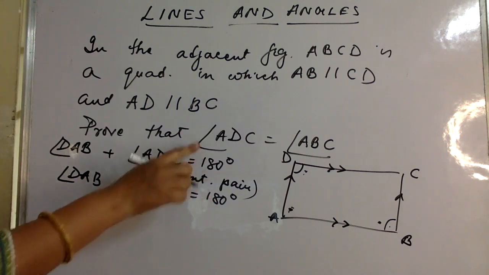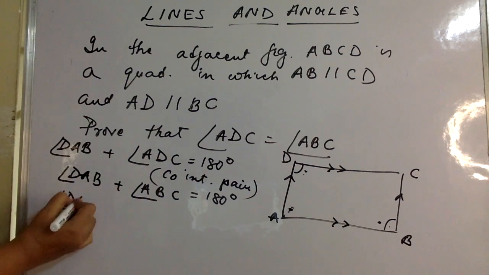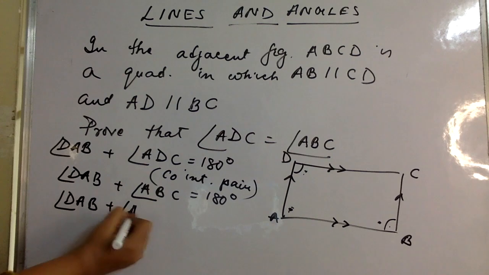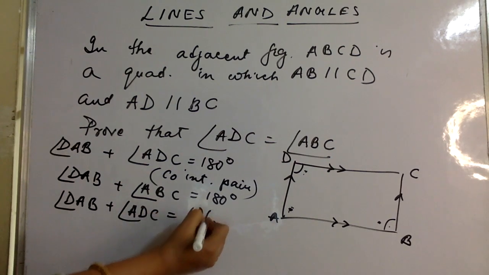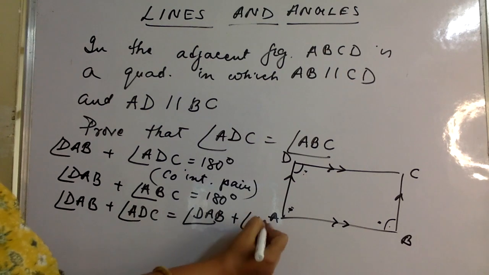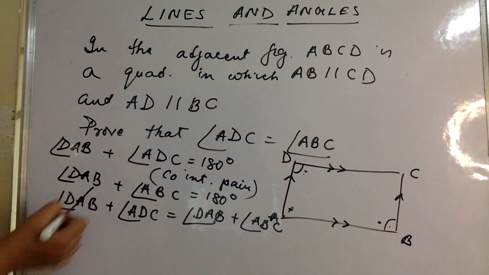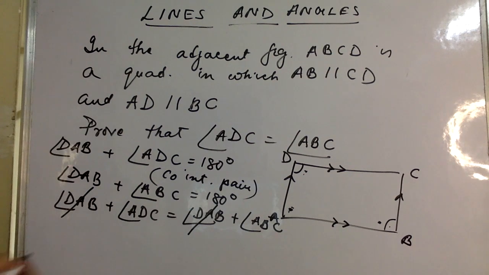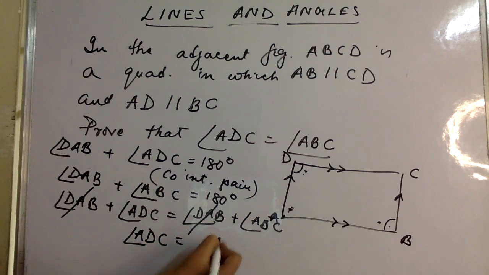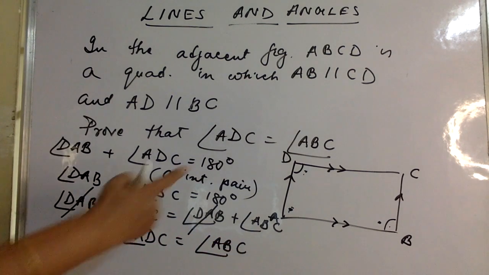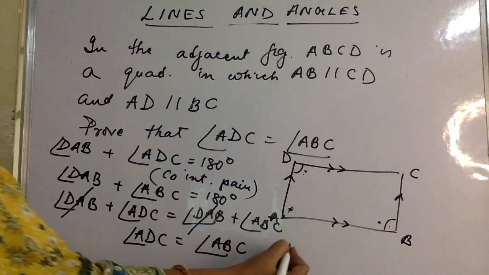Now since both are equal to 180, let me quickly equate them. DAB plus angle ADC is equal to DAB plus angle ABC. Since DAB is common, let me cancel it out from both sides. That gives me angle ADC is equal to angle ABC. So we have proved what they had asked us, hence proved.